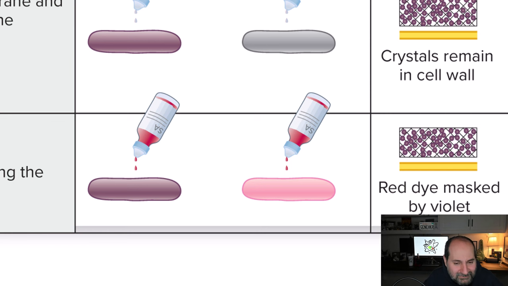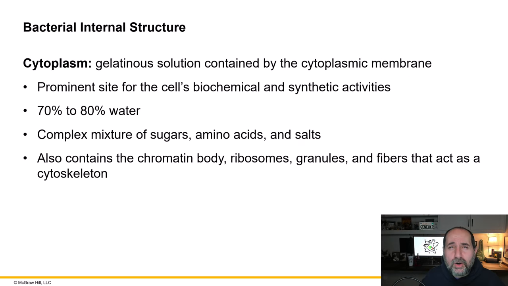So at this point, we've talked about all of the structures outside of the bacterial cell. What about inside of the bacterial cell? Let's talk about the inside of the bacterial cell, starting with cytoplasm. Cytoplasm refers to the gelatinous solution contained by a cytoplasmic membrane. It's all of the solution inside of the cell, which is mainly made up of water. It's about 70 to 80% water, and it's the predominant site for the cell's biochemical and synthetic activities.